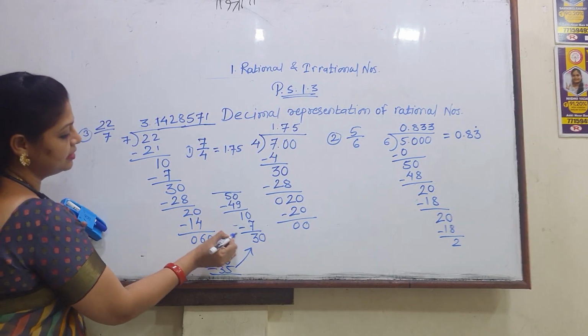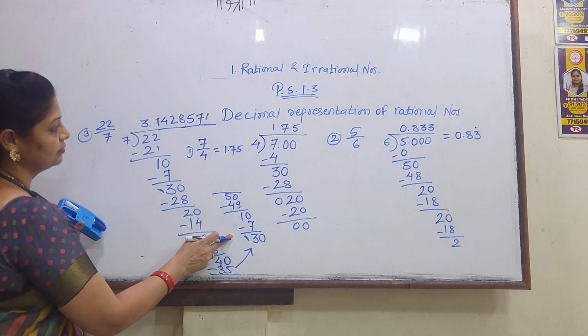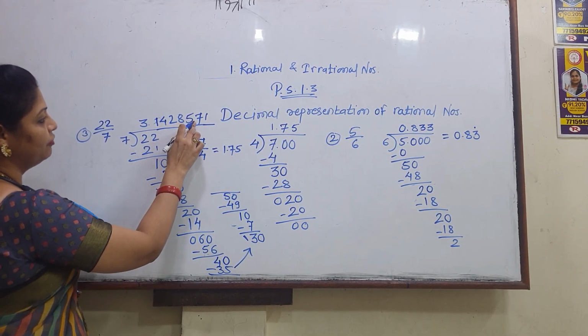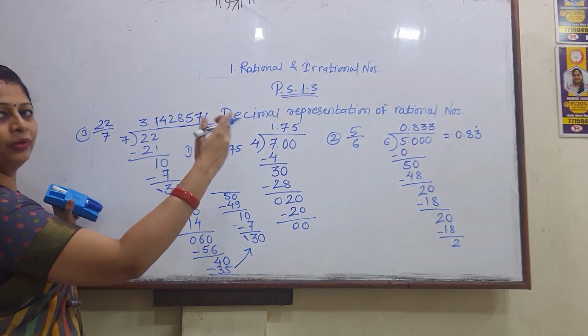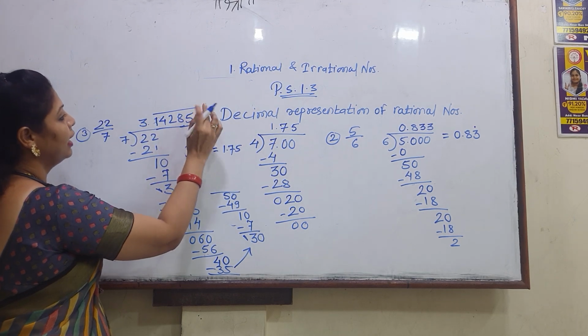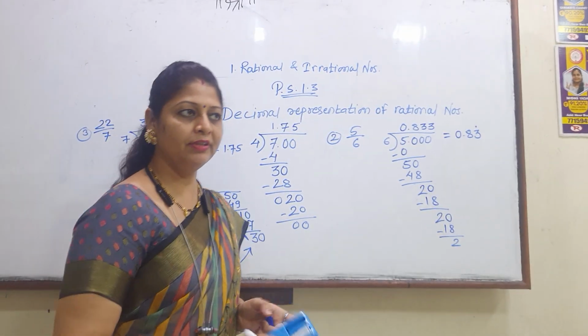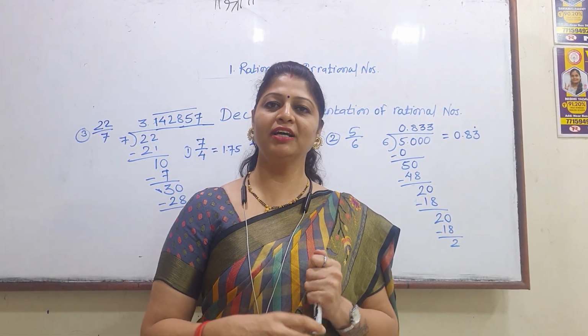This number and this number are repeated here. Got my point, everyone? So 1, 4, 2, 8, 5, 7. Again the same digits are repeated. Therefore we have to put the line on the numbers. Got it, everyone? So this is called decimal representation of rational numbers.